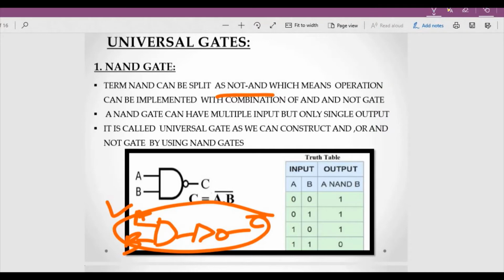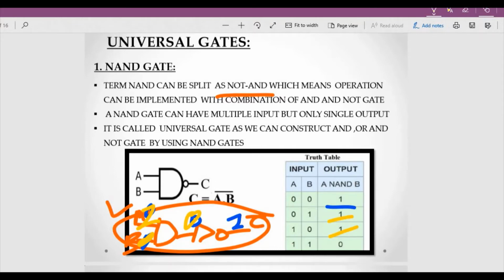So when both the inputs are 0, the output of the AND is obviously 0, and the complement of 0 is 1. So you are getting the answer 1. Now take the case where either input is 1 and the other is 0. The output of the AND would always be 0, and 0 inverted gives you 1.